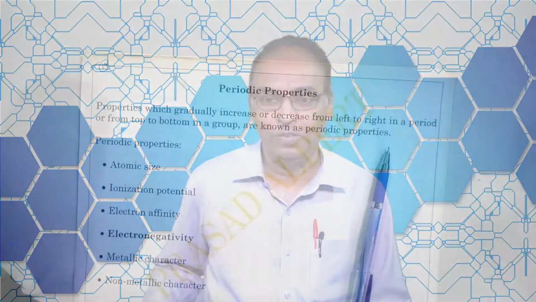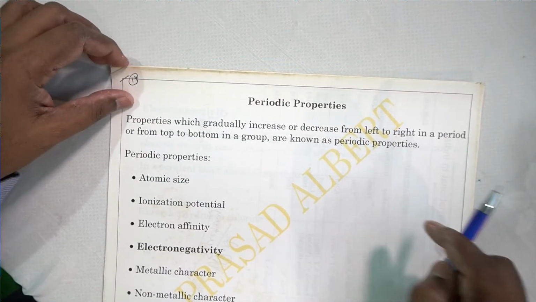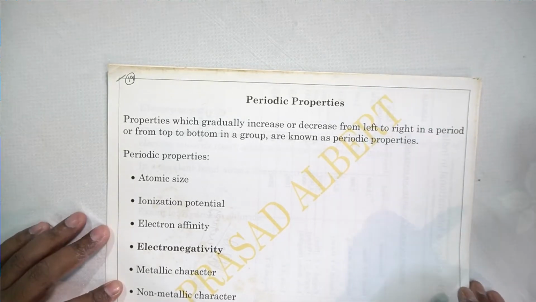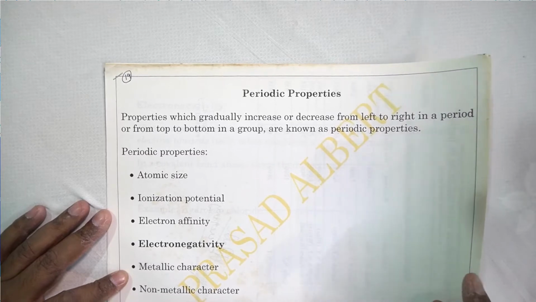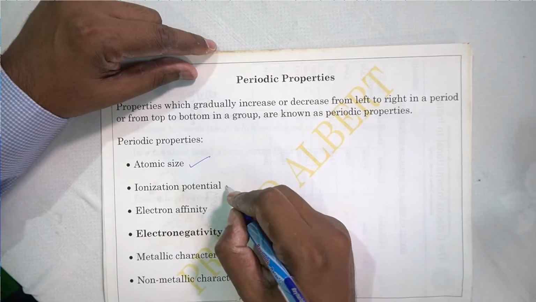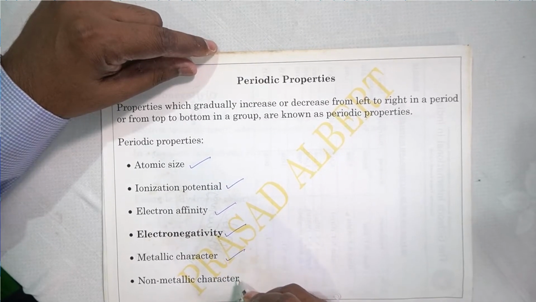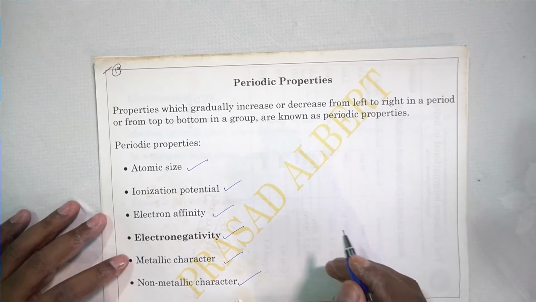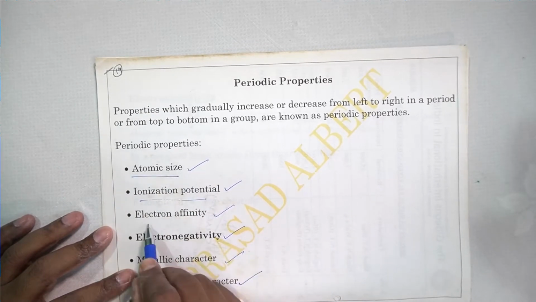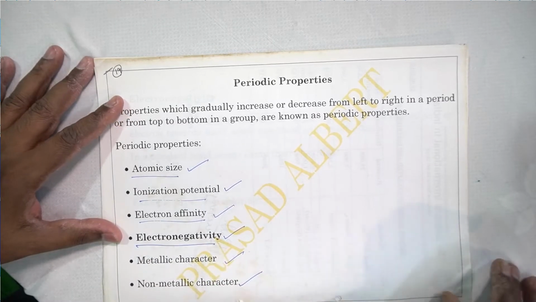So keep watching. Periodic properties are properties that gradually change, increase or decrease, from left to right in a period or top to bottom in a group. The various periodic properties that we study in class 10 are atomic size, ionization potential, electron affinity, electronegativity, metallic and non-metallic character. In my previous videos I have explained the first three: atomic size, ionization potential and electron affinity. In this video we will see electronegativity.